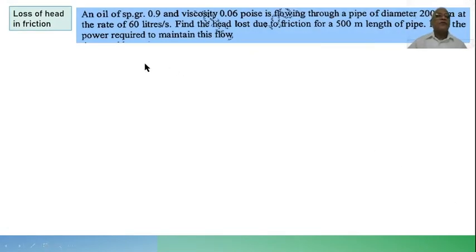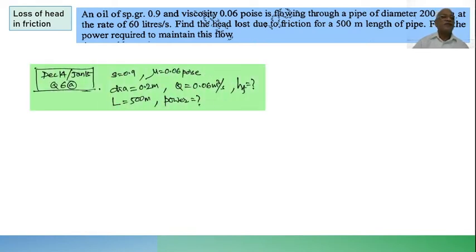Okay, here there is a problem. An oil of specific gravity 0.9, viscosity 0.06, is flowing through a pipe of diameter 200 mm at a rate of 60 liter per second. Find the head loss due to friction for 500 meter length of the pipe. Find the power required to maintain this flow. Slightly involved problem, but it covers all the concepts that we have learned right from the beginning. We'll see how it works.